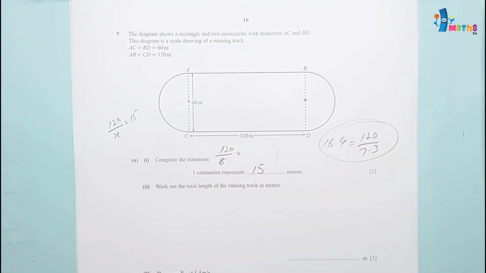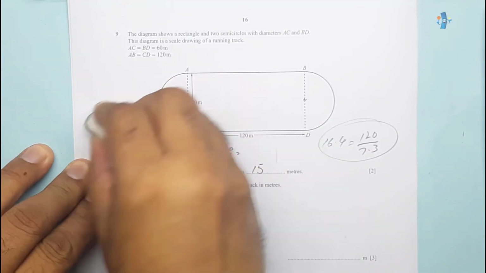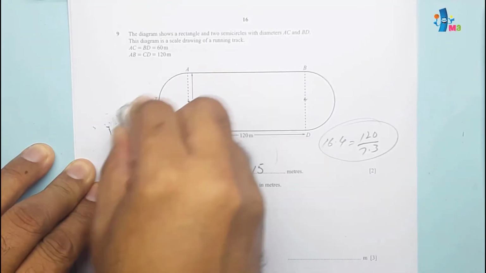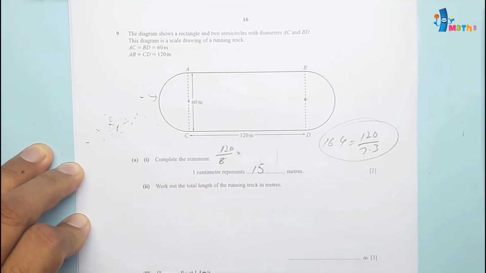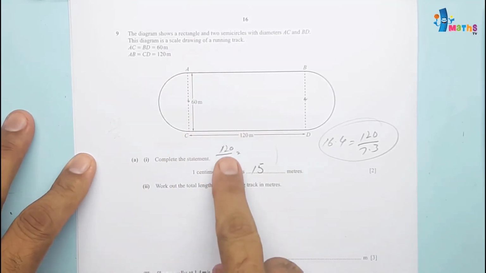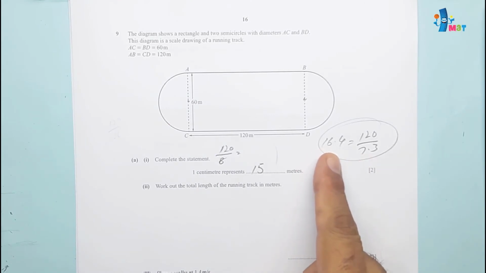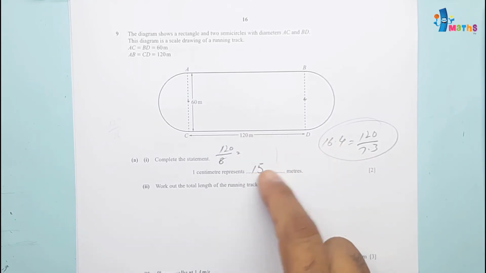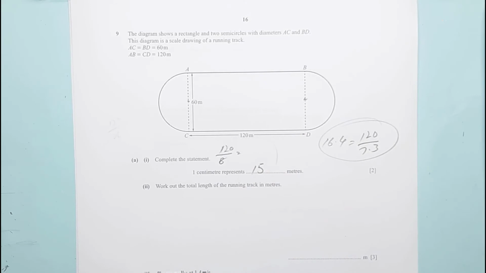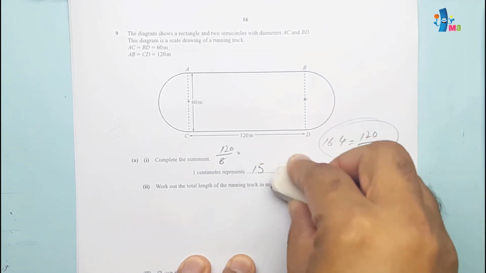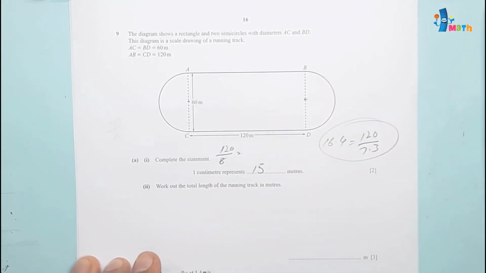having, because we are not having the original paper, we are having the published paper. So the published paper is giving us this measurement, which is 7.3, so for that one it is 16.5, but the original, which is the paper which students have done in the exam, was having this 15. Work out the total length of the running track in meters.